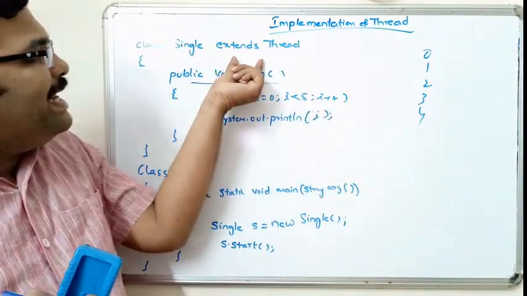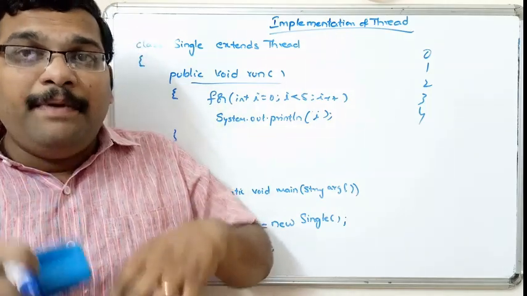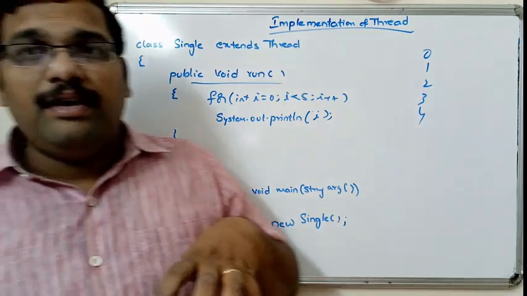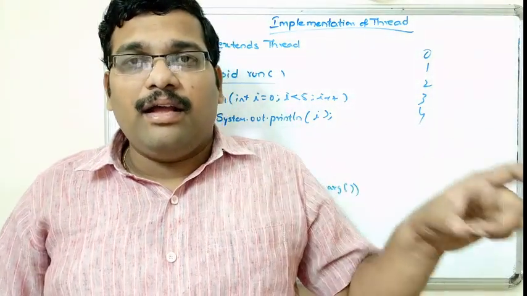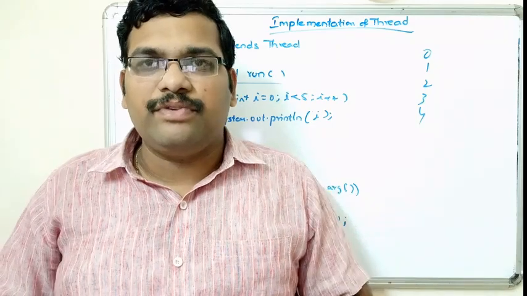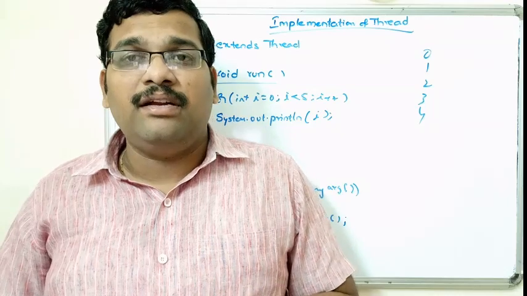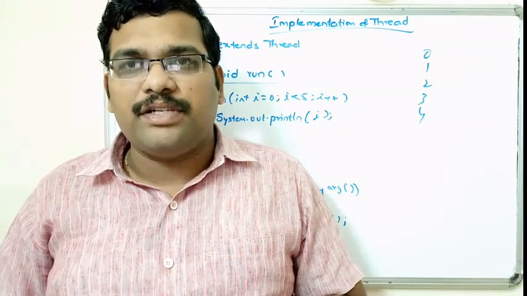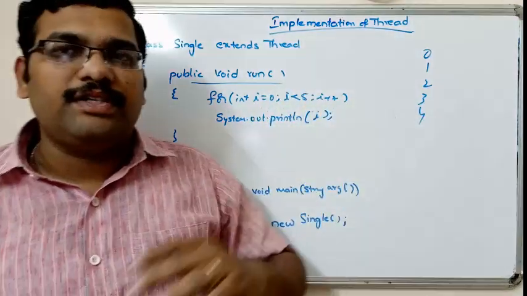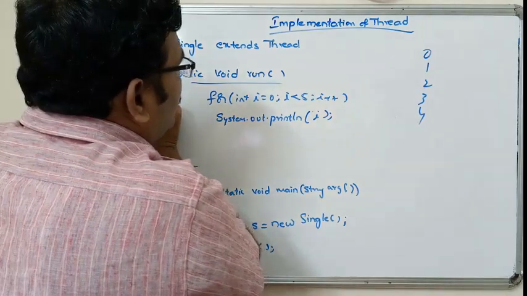So here we are inheriting the thread, but in the second process we will implement the Runnable interface. So we know that an interface consists of abstract methods. In the previous sessions we have seen that an interface will have just function declarations but not the definitions. So here we will write the function definitions.